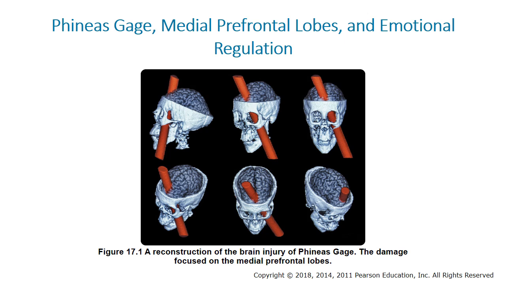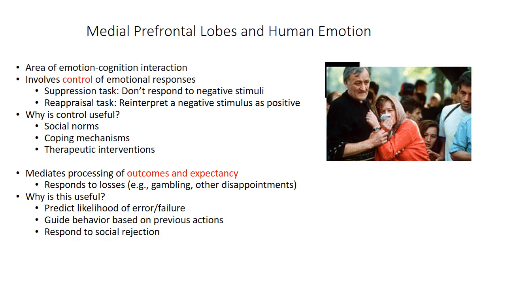And what we found from his case was that Phineas Gage had a lot of issues, not in experiencing emotions, but in regulating emotions, which led to a lot of follow-up research that has provided additional evidence that this part of the brain, the medial part of our prefrontal cortex, is involved in emotional regulation. Okay, so this is an area of emotion-cognition interaction, more generally. So it involves controlling emotional responses, which you can demonstrate through a suppression task or a reappraisal task.